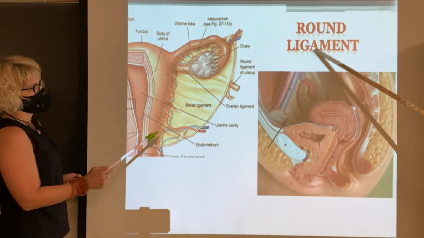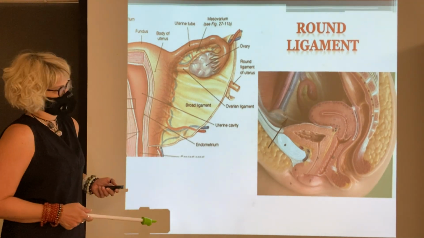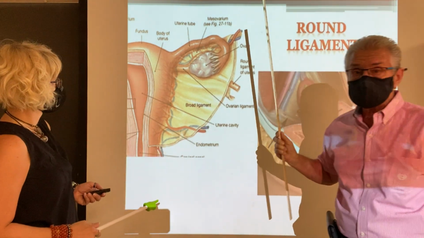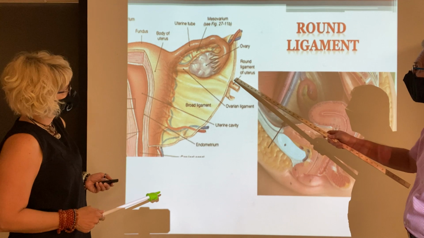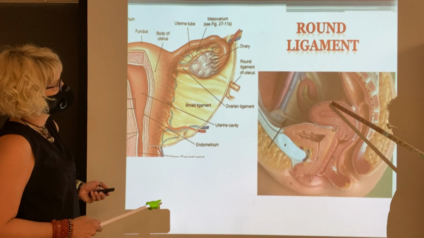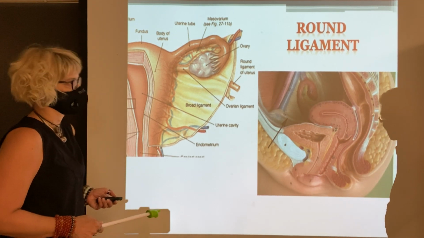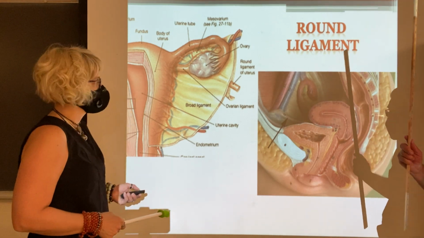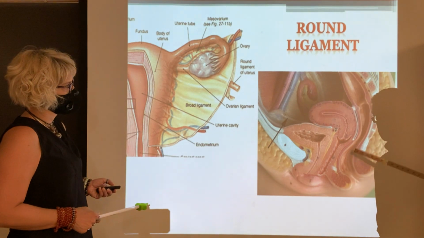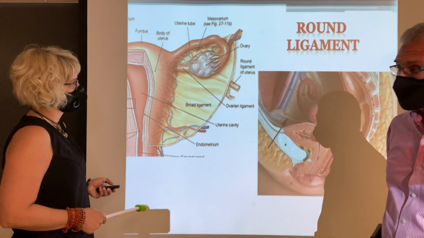Now you notice that it has its own heading. It's pretty important. And the reason for that, just to mention, is the fact that the round ligament will maintain the uterus in its anterior position. Now, how it does that is kind of bizarre, because that ligament attaches all the way into the labia majora.